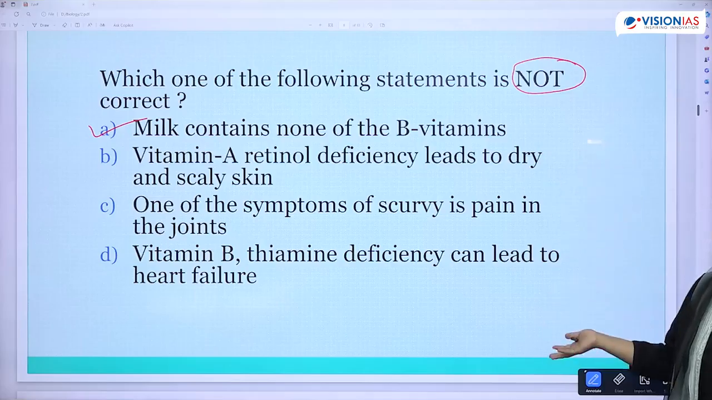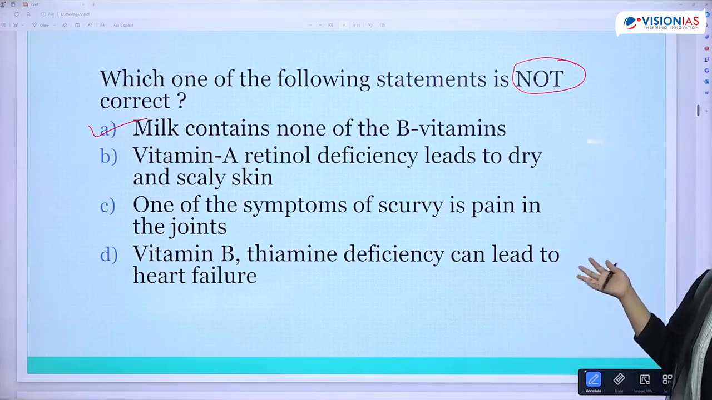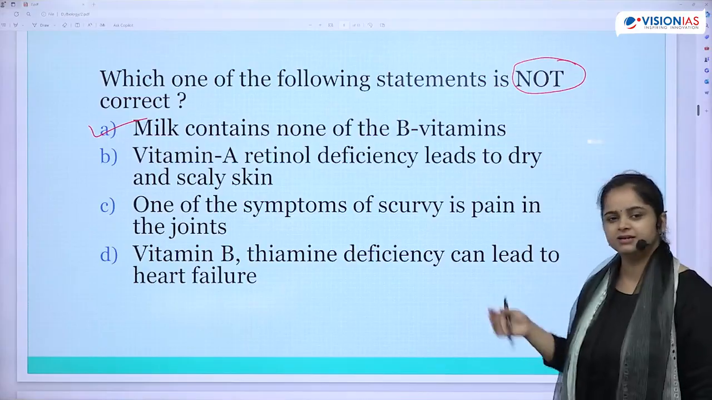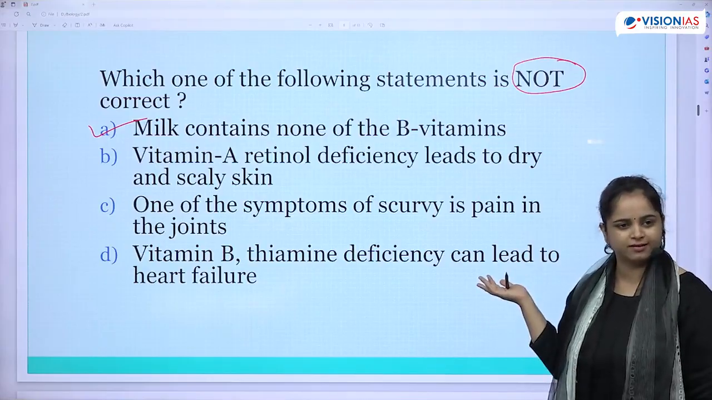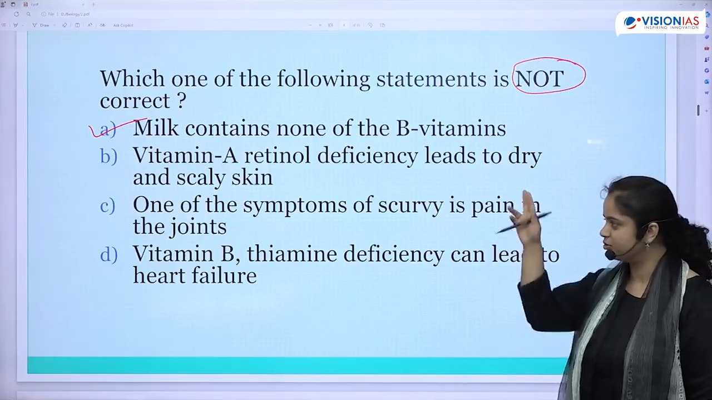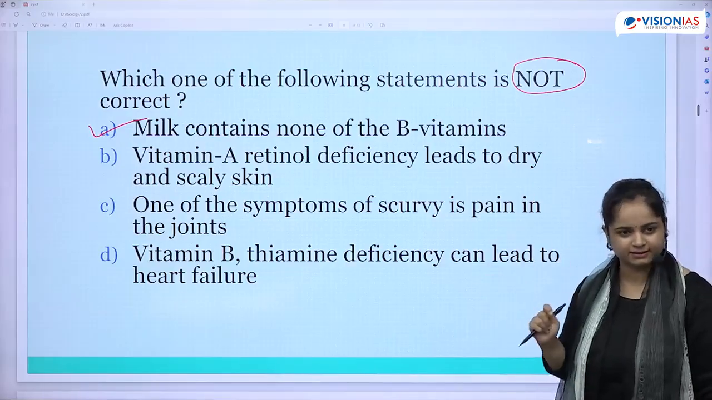But what made it complex is because you kept focusing on the other statements, thinking this looks wrong, this looks wrong, okay? All these three statements are correct.